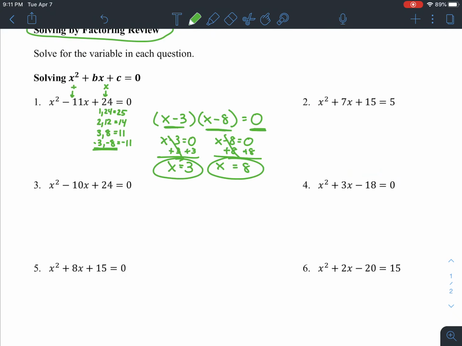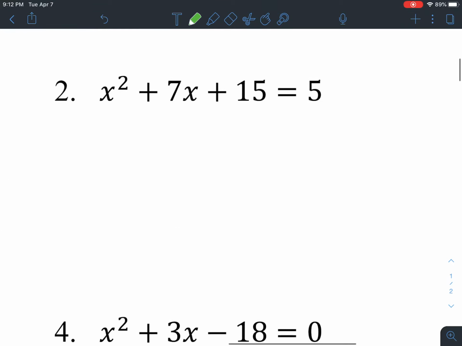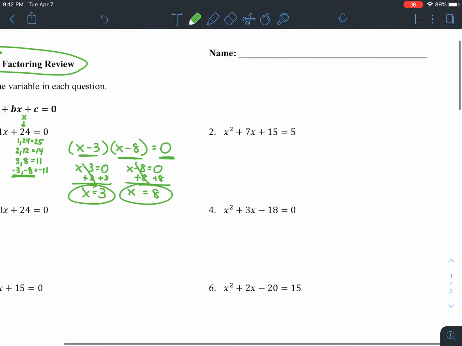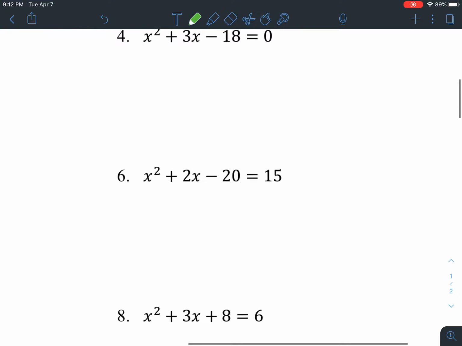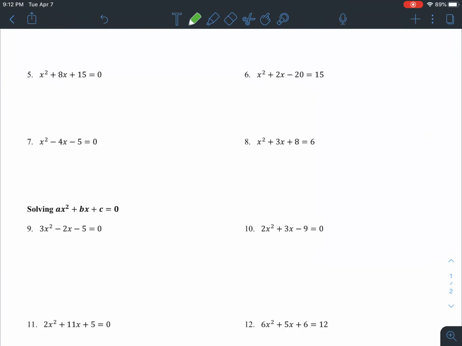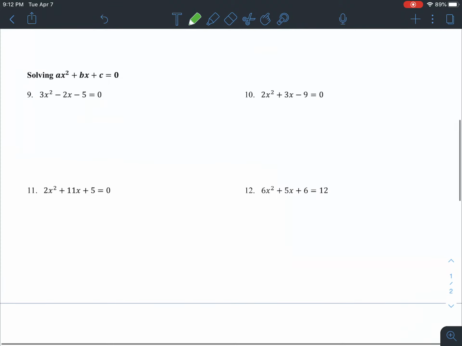Okay, so we'll take a look at a second example here. Now you'll notice in question number 2, we don't have it equal to 0. That is an important thing that we need to have. And you'll see in some of these other problems, like in question 6, it doesn't equal 0. In question 8, it doesn't equal 0. And down at the bottom in question 12, it doesn't equal 0.